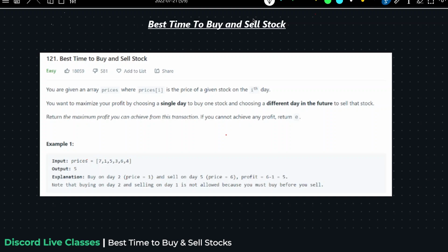Sir, I have an approach. Can I tell? Yeah, sure. So according to me, I'll find the minimum number present in the array and the index of that minimum number, and then from that index, I'll search for the maximum number present in the array. Here the minimum number is 1, and when I iterate my loop from 1 till the end, I'll get 6 as the highest number. So I'll print 6 minus 1, which equals 5. I guess this might be the answer.